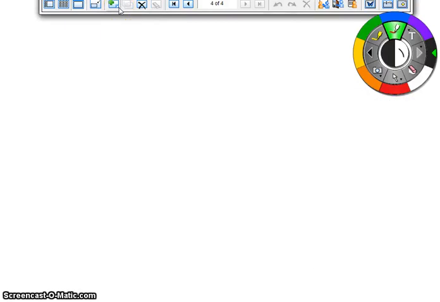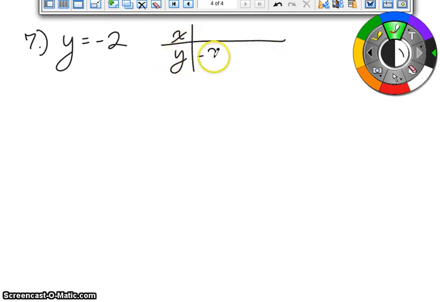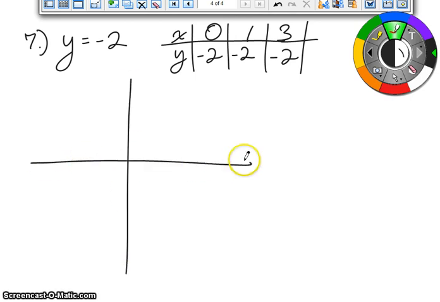Then we jump over to number 7. Think about this, guys. Number 7 says y equals -2, which means all of your y values are -2. You can come up with any table that you want, but in that table, every y has to be -2. So you can use 0, 1, and 3. I don't really care. Make up whatever x's you want. When you plot that, you should notice every single y value is -2.